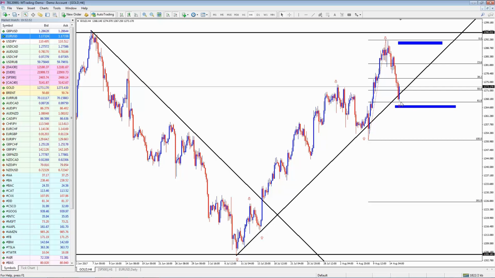Remember, your stop loss placement should be away from a level. So the keyword is away. For targets, the keyword is within. For stop loss, the keyword is away. So I want to be away from this trend line, away from this previous swing low.